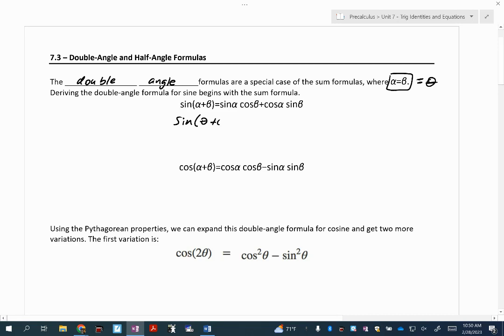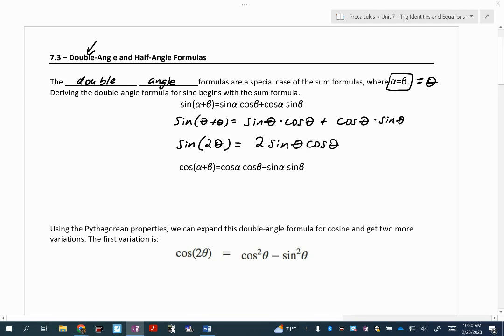So it'll be the sine of theta plus theta equals the sine of theta times the cosine of theta plus the cosine of theta times the sine of theta. So what happens is we have sine of theta plus theta, which gives you 2 theta. That hopefully should make sense. We're talking about double angles, so times 2. And if you look, even though the order is different, it is multiplication, and because multiplication is commutative, these are actually the same thing. So we write it as equal to 2 times the sine of theta times the cosine of theta. So this is the first double angle identity.